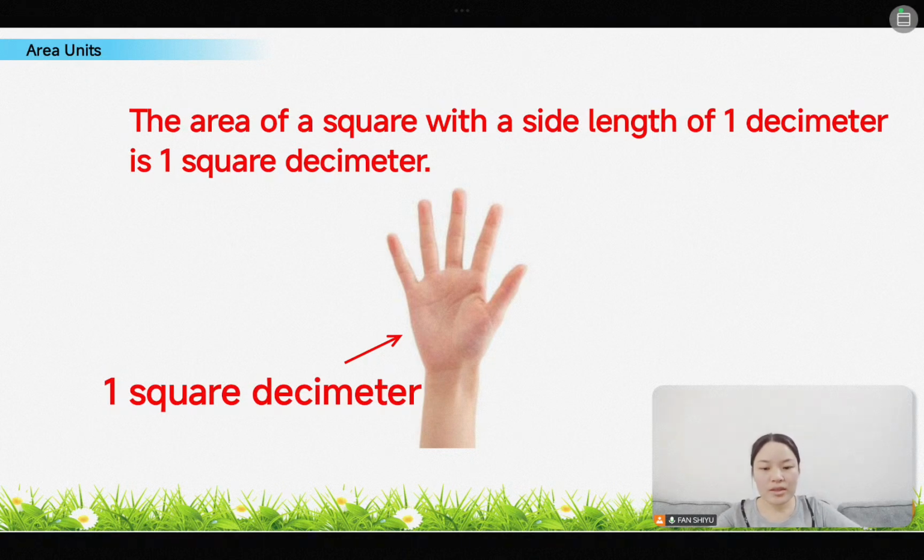Next, use 1 square decimeter squares to measure the area of the desk and feel if it is appropriate to use square decimeters as a unit for measuring the desk. The area of a desk is about 30 square decimeters.